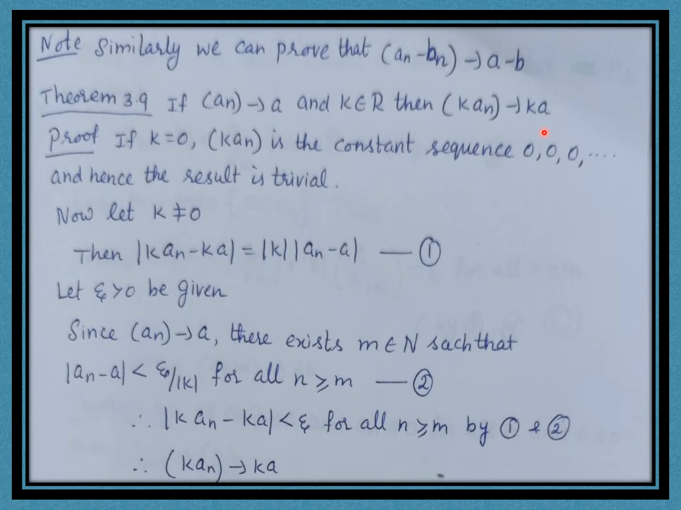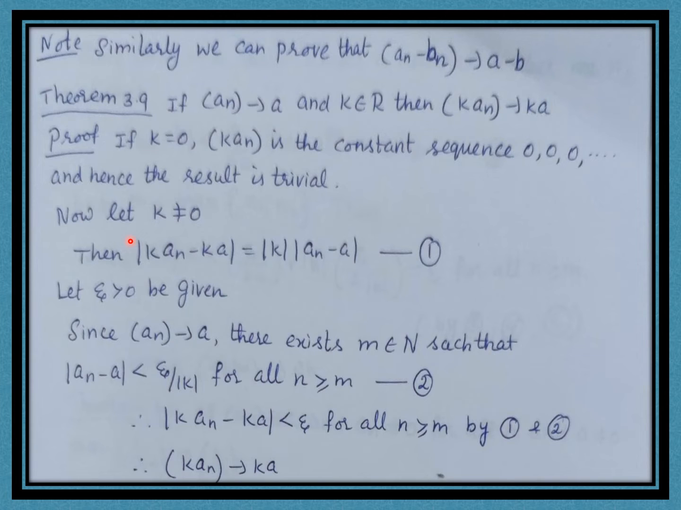To prove this, let us first assume that because k is a real number, it may take the value 0 also. If it is going to be 0, then kan will be a sequence having the values 0, 0, 0, etc. Therefore, it is converging to 0 into a. Therefore, the result is trivial. So, let us take k is not equal to 0.